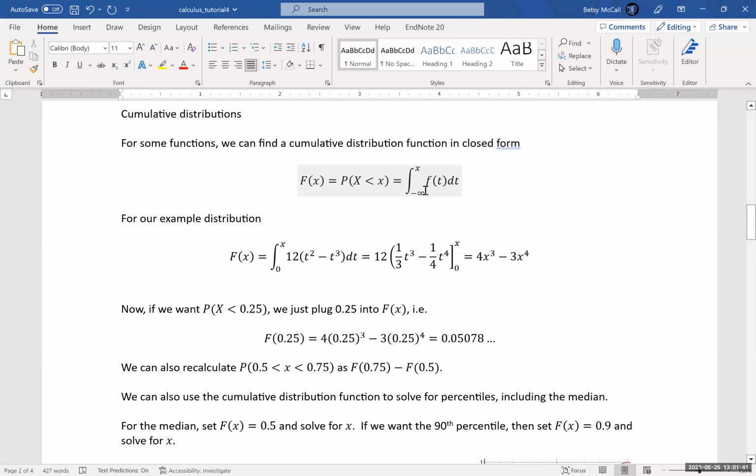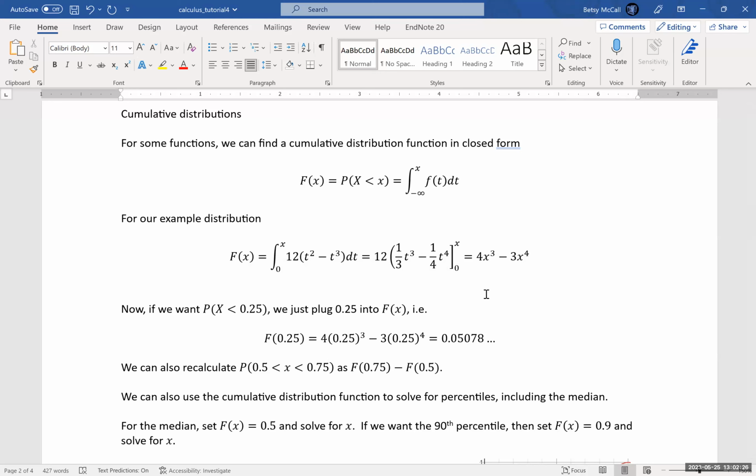And when we do that, what we get is a function involving x. And then anytime we plug a value of x into the problem, then it will give us the probability up to that point. So between whatever the lowest value is and that value. So using the example that we used before, I'm integrating 12 times x squared minus x cubed, but now it's 12t squared minus t cubed. And if I integrate that, I plug in 0 for my lower bound because that's where the non-zero part of the distribution is defined, up to x. And I end up with this function 4x cubed minus 3x to the 4th.